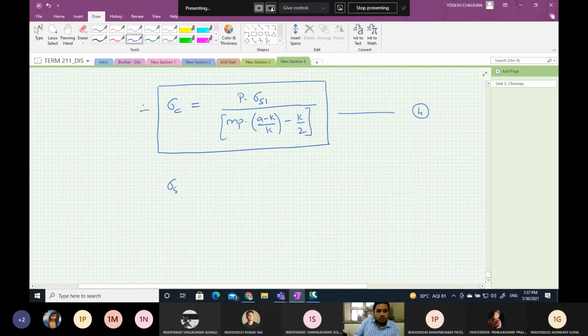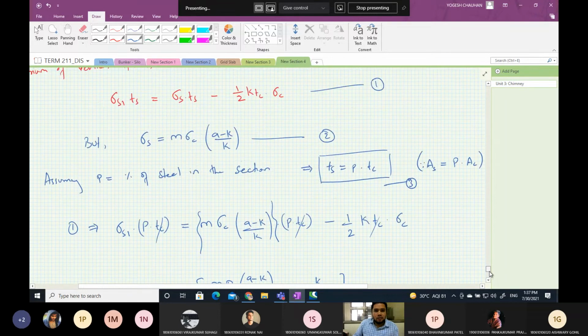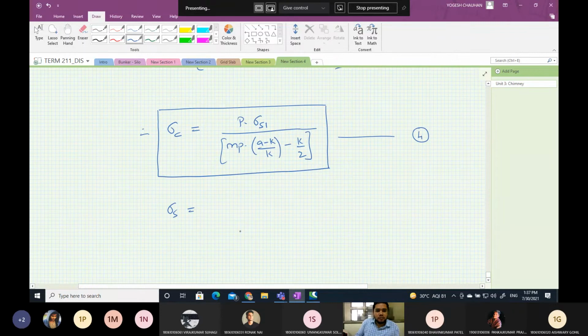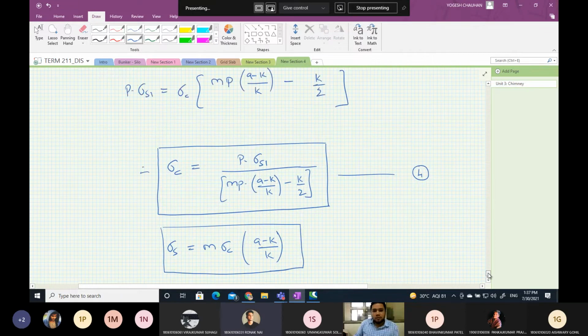And we already have sigma S. Sigma S is M times sigma C, A minus K by K. Okay. This is our equation number, already we have.